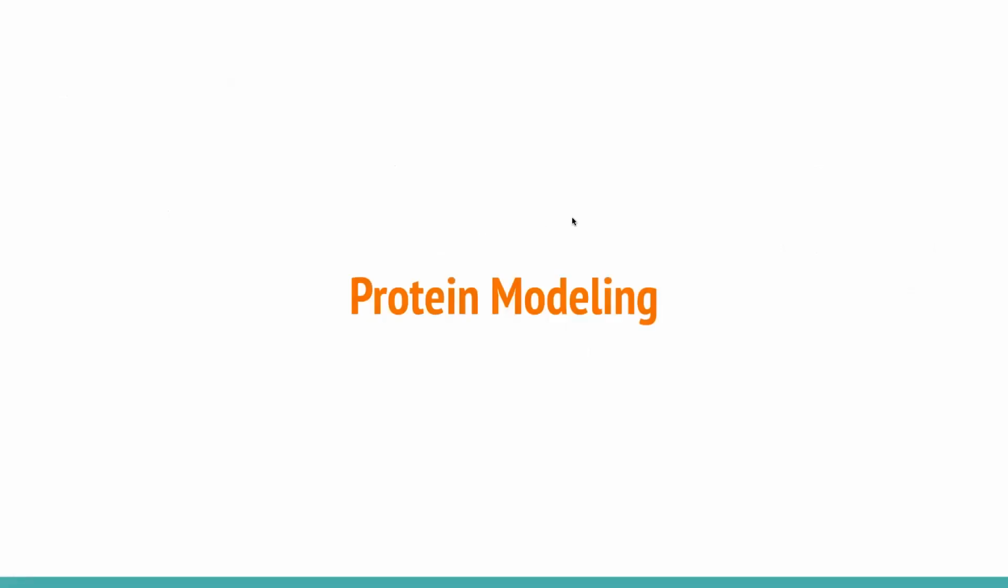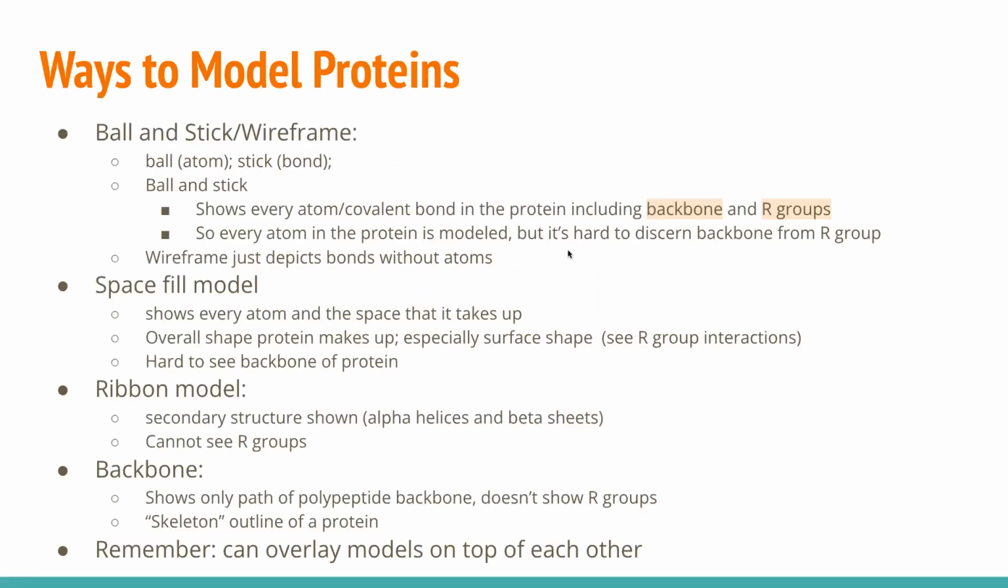And then protein modeling. How to model a protein. So I'll just do 2-2. You could do it. Okay. So there are 4 different ways to model a protein. We have the ball and stick model. Here, the balls are the atoms, and the sticks represent the bonds. It shows every atom and every bond, with the backbone and the R groups. So it kind of shows you everything.